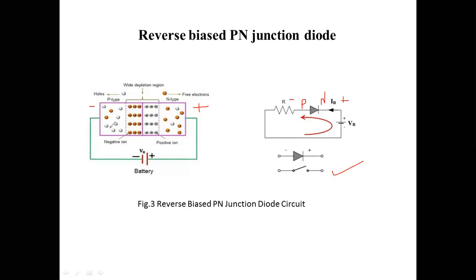Now if you see in this diagram how it happens, the depletion region width is increasing. Why is it happening like this? Because the positive terminal is connected to the n type side, and the n side has electrons as majority charge carriers. They are attracted towards the positive terminal, and holes are attracted towards the negative terminal of the battery.